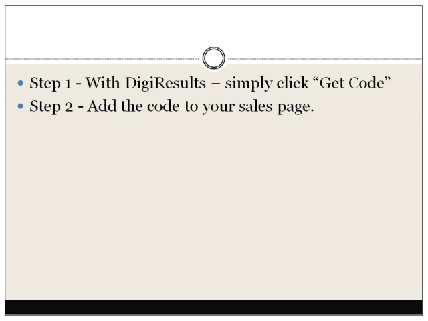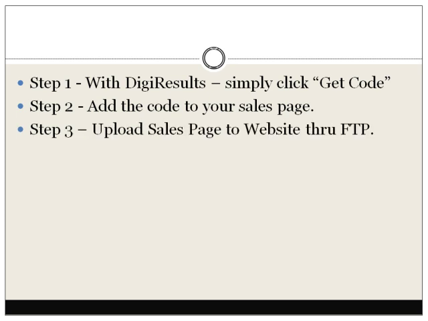Step number 2, we're going to add the code to your sales page. Depending whether you have a button or a link, or you want to use DigiResults button or you want to use your own button, you can do that. I'll show you different routes. And of course, last but not least, step 3, we're going to upload the sales page to your website through FTP, and then we're going to get everything ready and we're going to publish it on DigiResults to make sure that everything is up and running. So let's go ahead and do that.